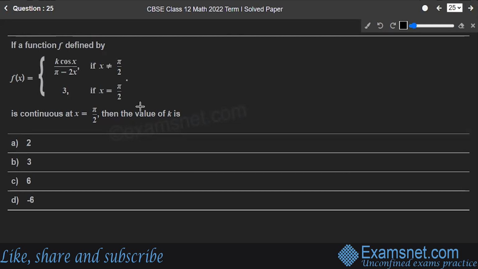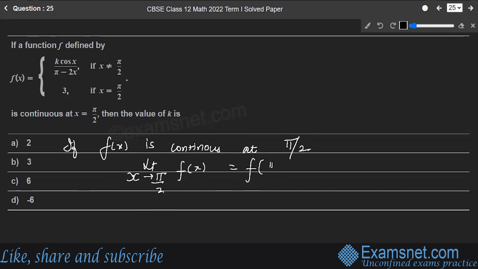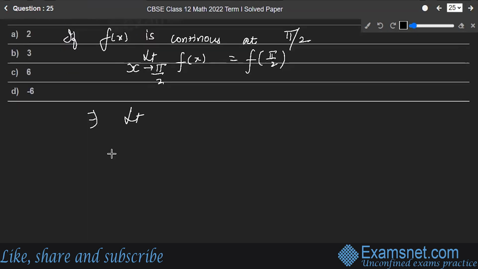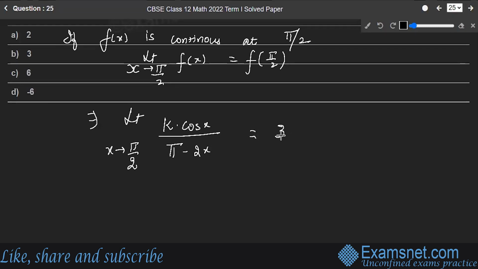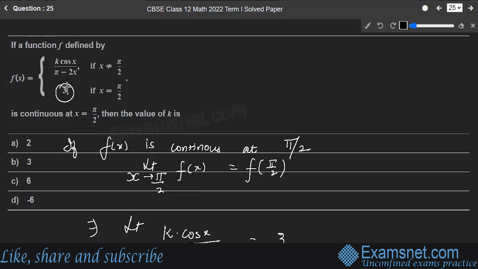You are given the function is continuous at pi by 2. If function is continuous at pi by 2, limit x approaching pi by 2, fx should be equal to f of pi by 2, right? That means limit x approaching pi by 2, k into cos x whole divided by pi minus 2x is equal to 3, because you are given that at x is equal to pi by 2, the value is equal to 3.